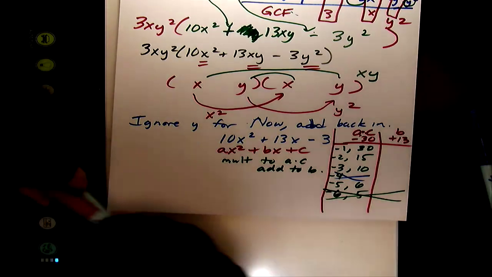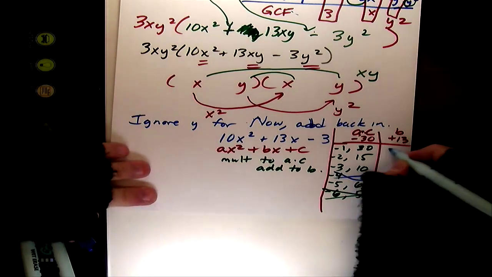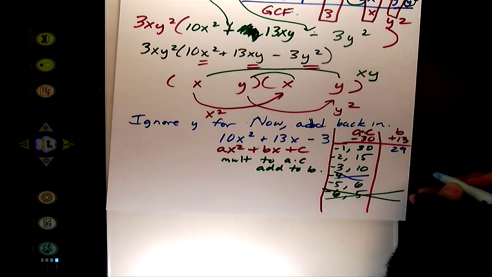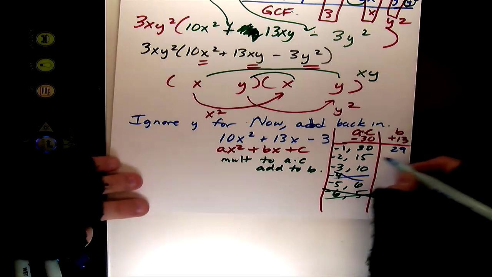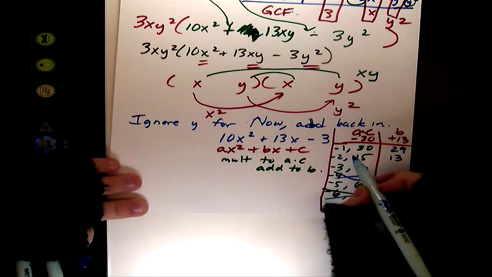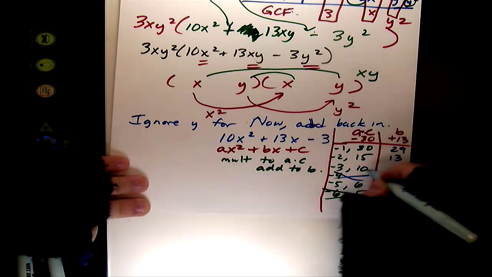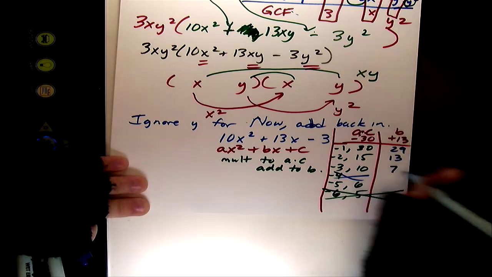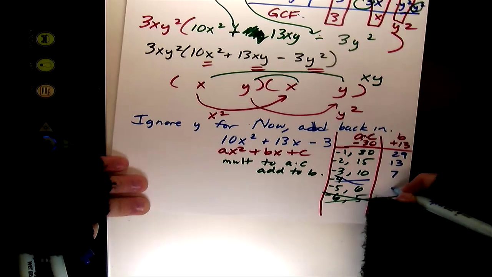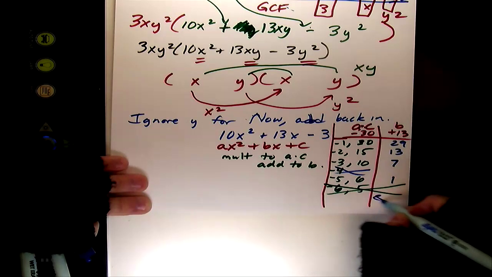So now, add them up. -1 plus 30 is 29. -2 plus 15 is 13, which is what we're looking for. But I want to go a little further and point out something to you. -3 plus 10 is 7. -5 plus 6 is 1. And if we did the -6 and the 5, that would have been -1.